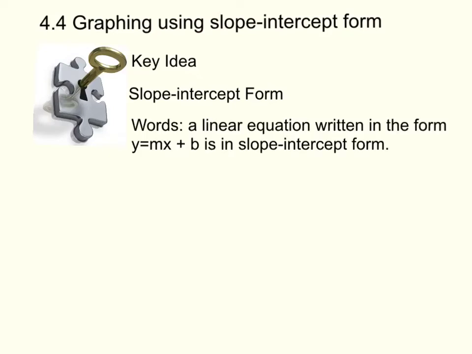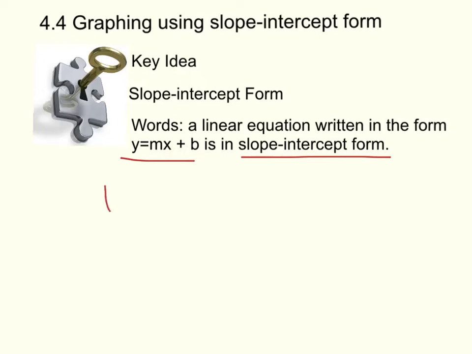A linear equation written in the form y equals mx plus b is in slope-intercept form. Note that it looks very similar to direct variation, but we have a plus b on the end, which means your equation is now going to have a number, plus 5, plus 7, minus 2. Now, using common sense, slope-intercept form tells you two things, slope and an intercept. That's why it's called slope-intercept form.